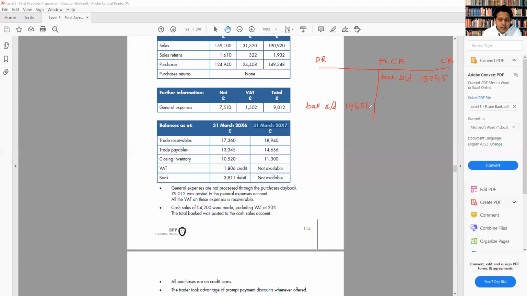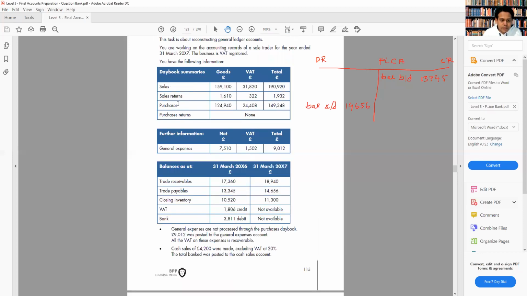Then we have to identify what else will come here. First we'll see how much was the credit purchase. So let's have a look. From the purchase day book, we can see that's our purchase. So how much will be the purchase? Remember, if you take the figure, you always have to consider the VAT. When I pay to the supplier, I have to pay with the VAT. And when I receive from my customer, I receive with the VAT. They'll give you the net figure, VAT and total separately, but make sure we always consider the total.